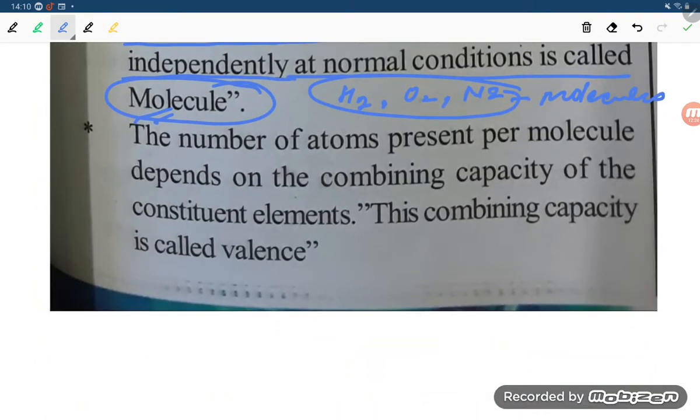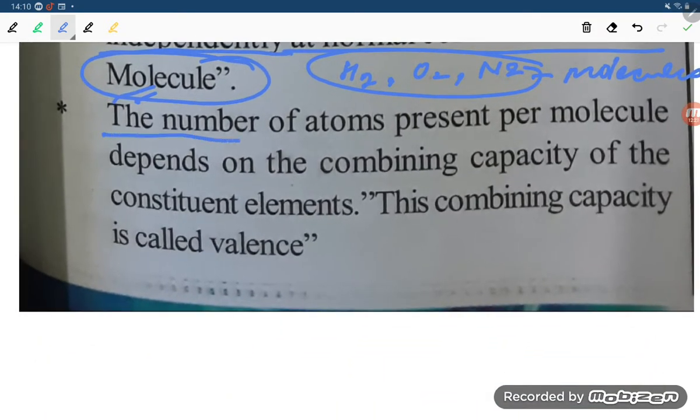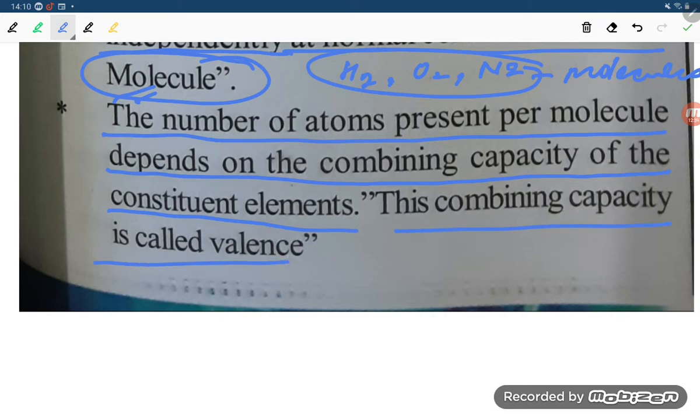Next point, student. The number of atoms present per molecule depends on the combining capacity of the constituent element. This combining capacity is called valence. So again read out the statement, student, quite an easy statement. The number of atoms present per molecule depends on the combining capacity of the constituent element. This combining capacity is valence.